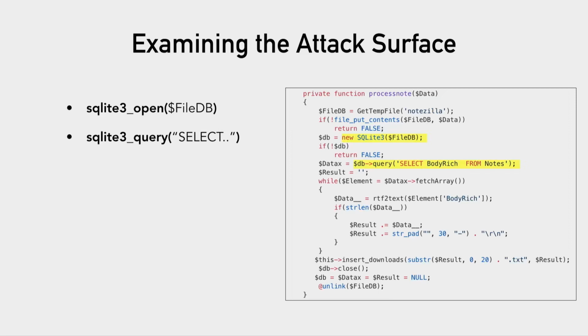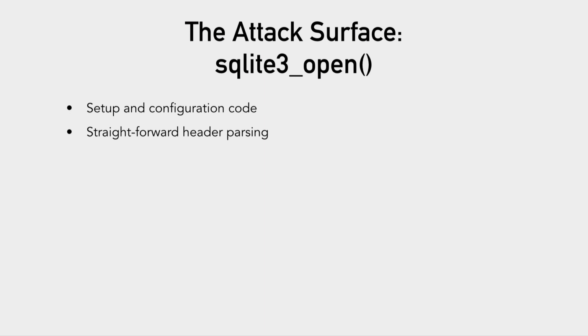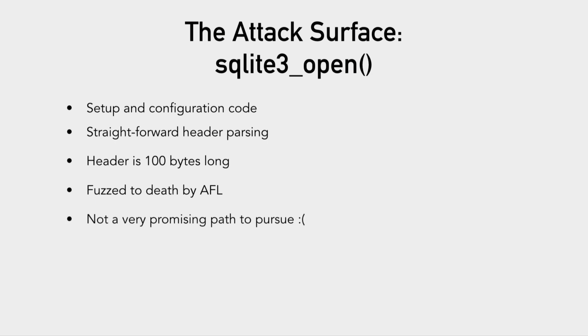So let's break the attack surface in two. First of all, the sqlite3_open. It's actually a bunch of setup and configuration code, a bunch of modules are loaded, and then we move on to straightforward header parsing. The header is not that long; it's only 100 bytes long, and it was already fuzzed to death by AFL. So probably this is not a very promising path to pursue.